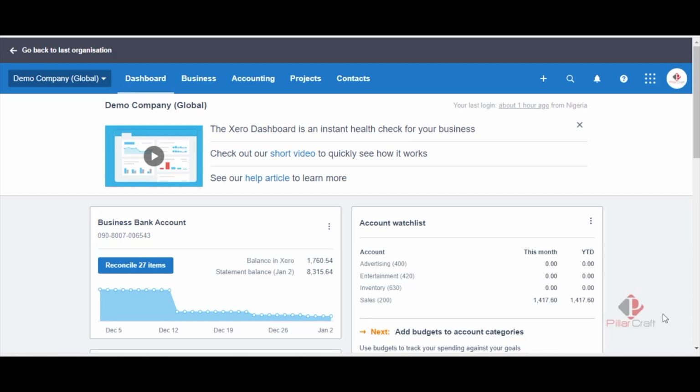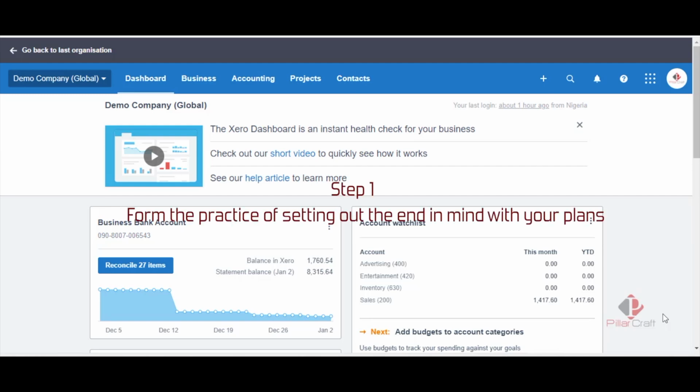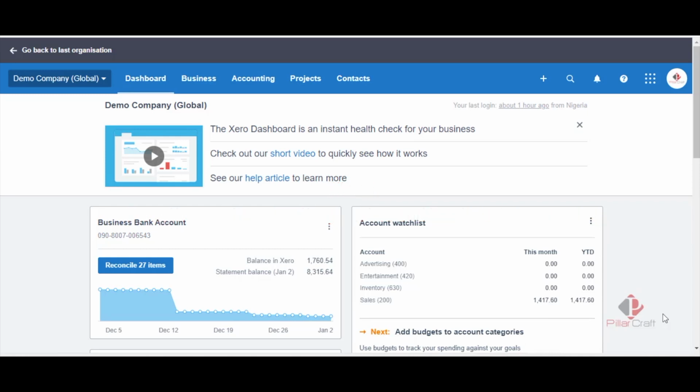The starting point for a good management accounting system is that you must form the practice of setting out the end in mind with your plans. Once that is set, it means you have decided on what you want to measure in your financial system, and then you set out to create buckets for them. Now, in an accounting software or accounting system, that is called a chart of accounts.